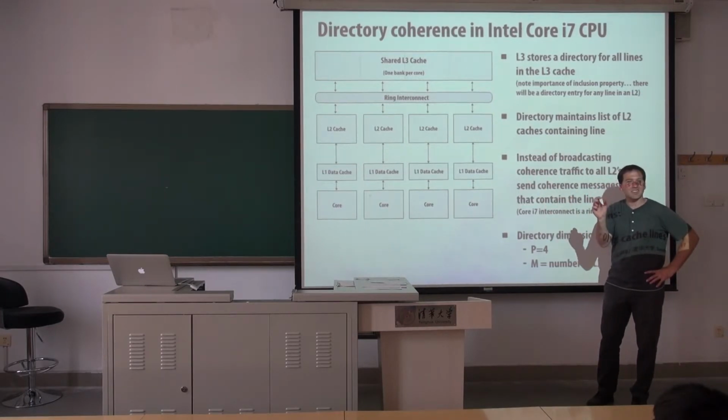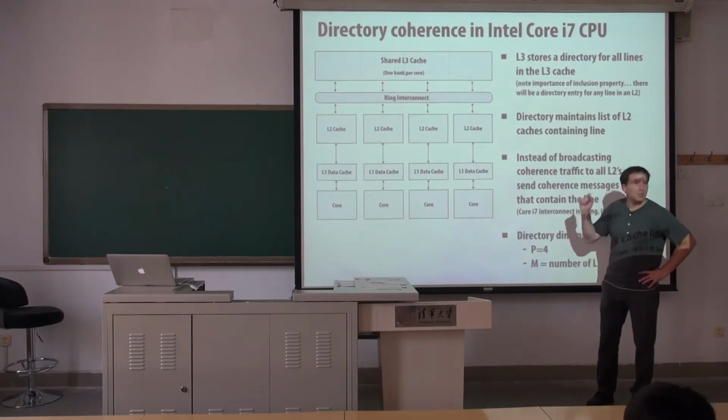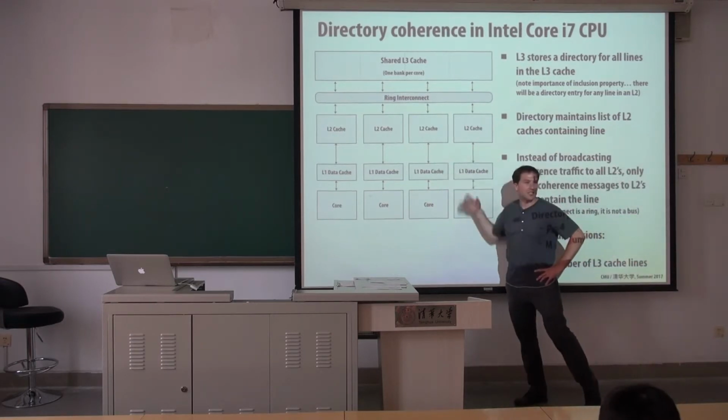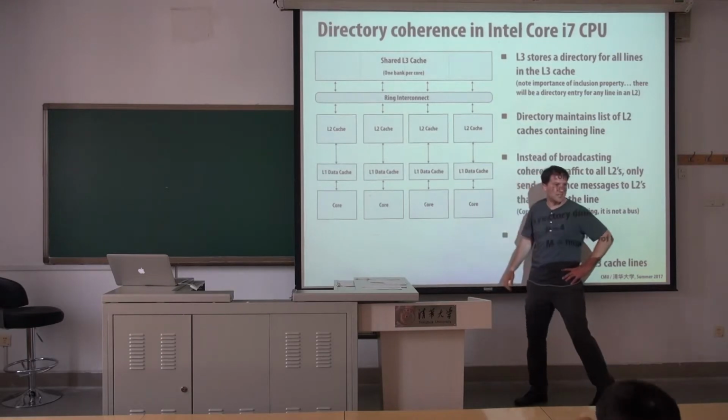So in the L3, there's actually a little directory for that cache line. And how many bits do I need to store the directory for a cache line? In this case, I only need 4 bits, right? Because I just need to know which L2 cache or which core has the line in it.